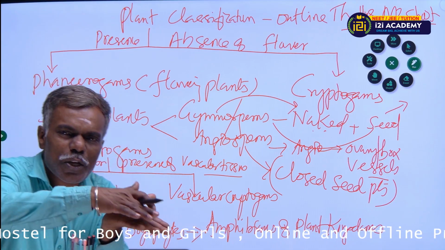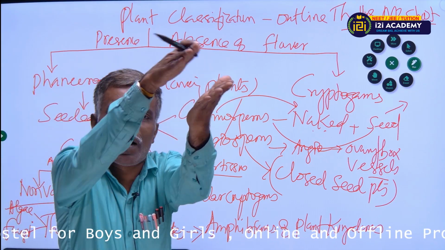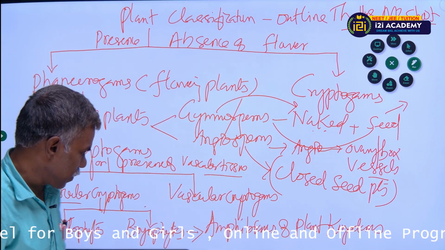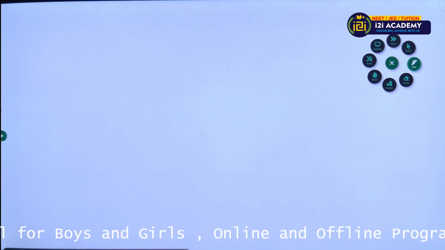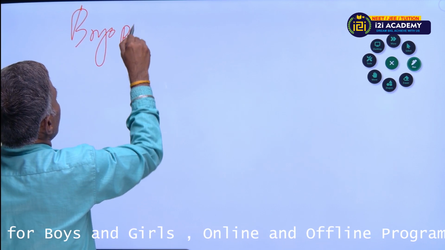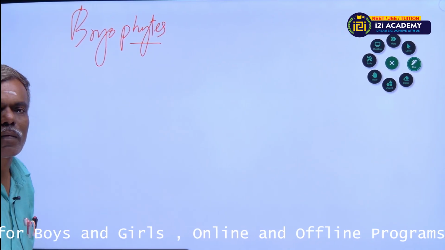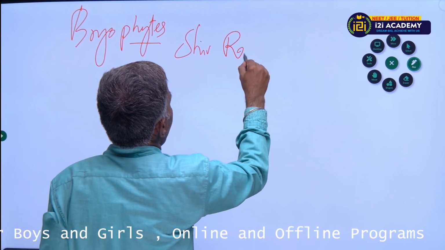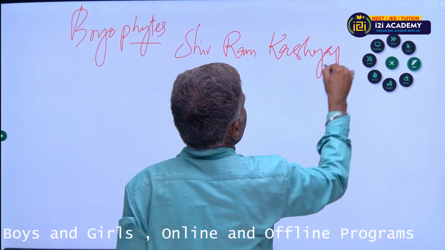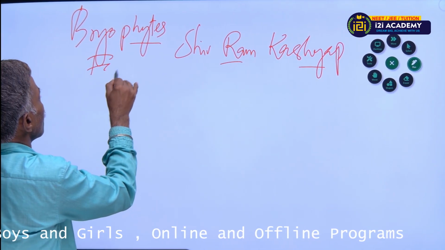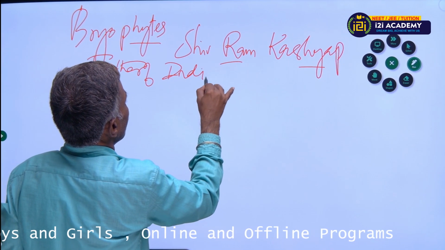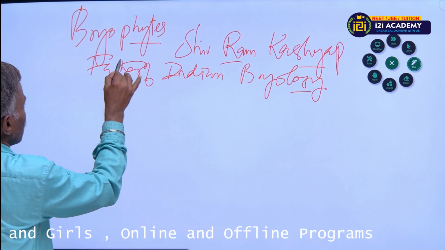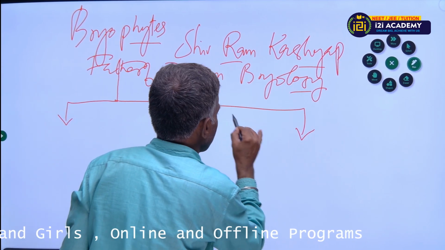Bryophytes, the body is bryophyte. What is the meaning of bryophyte? Cushion-like plant body. Bryo means cushion. Phyte means plants. The bryophytes are of three types, three classes. அதுக்கு முன்னாடி who is called the father of Indian bryology? Shivram Kashyap. Shivram Kashyap is called the father of Indian bryology. Bryology means study of bryophytes. It contains three divisions.